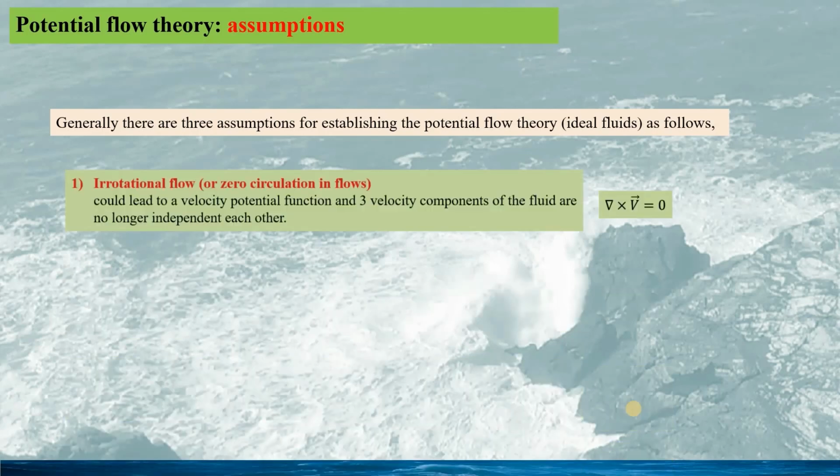The potential flow is also called an ideal flow under the following assumptions. The first assumption is that the flow is irrotational. This is the must-have assumption for potential flows, since it means the existence of the velocity potential function. The mathematical expression for irrotational flow is that the curl of the velocity vector is 0.